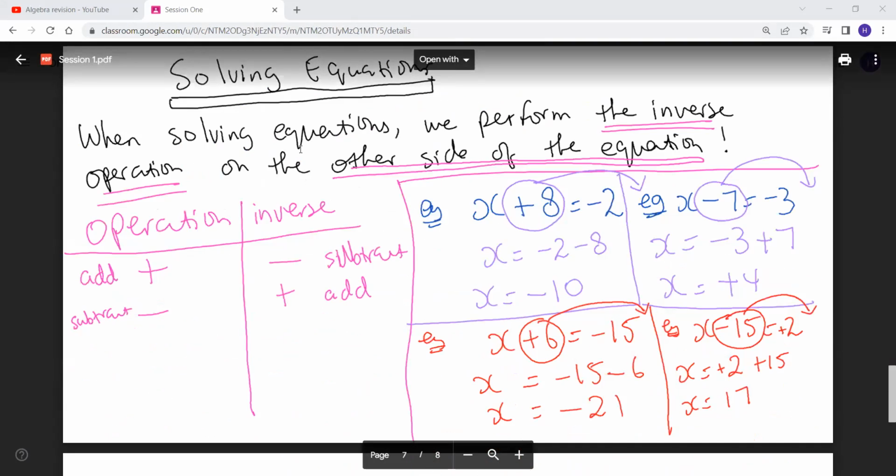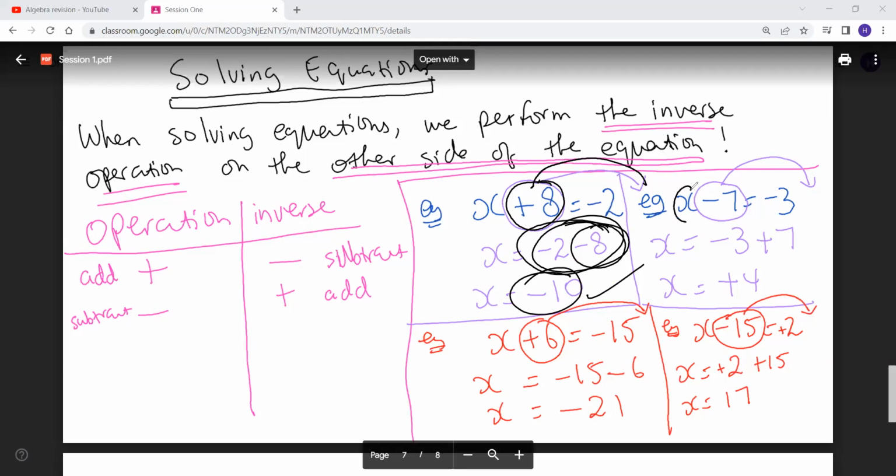Then now, solving equations, right? To solve equations, students, we perform the inverse operation on the other side of the equation. And this is simple. Inverse meaning the opposite operation, right? So for example, x add 8 equal to 2. We move across the 8 here to solve for x, and we do the inverse of adding 8. The inverse of adding 8 is subtracting 8, right? And then we use the laws here, same signs, adding with the same sign, right? And we get minus 10. Minus 10 is the answer for this equation.